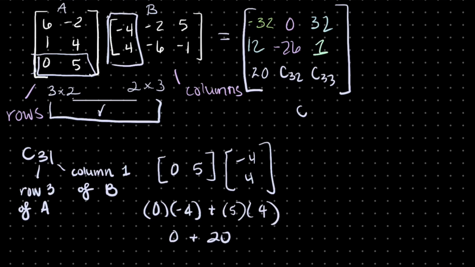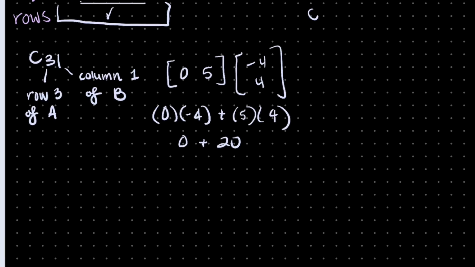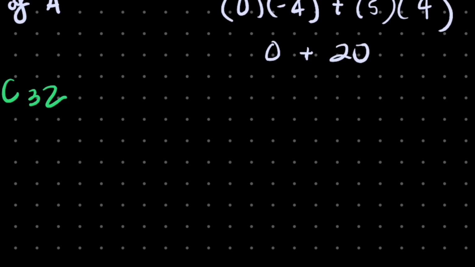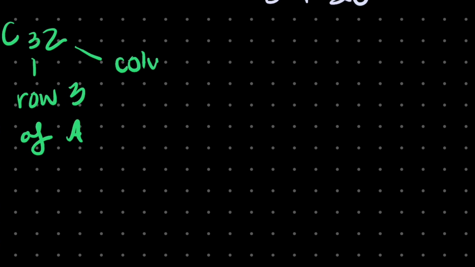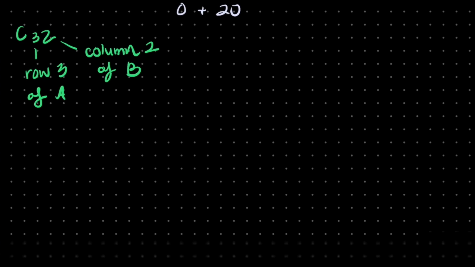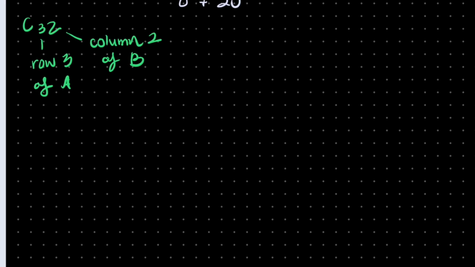Okay, now if we are looking for C32, that's what we'll do next. How about it? We'll do C32, keeping in mind that now that is going to tell us that we are in row 3 of A still, right? Because we're in row 3 of C, but now we've moved on to column 2 of C, which means we're now in column 2 of B. Okay, so zoom it back out so that we can see what we're working with.